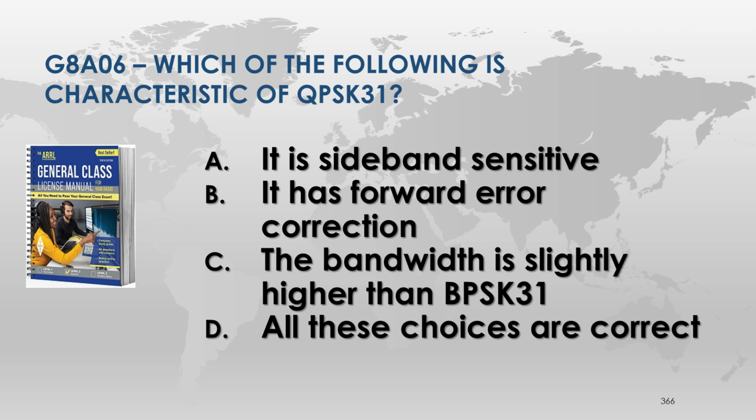Which of the following is characteristic of QPSK31? I got a Charlie. Is it on HF? Do we use sideband for it? Does it have forward error correcting? Has all of those. Really? Oh yeah. QPSK31, it is sideband sensitive because if you're on the wrong one, it doesn't matter what mode you're using, you're not going to get it. It has forward error correction, so it can't be anything but D. And the bandwidth is slightly higher than BPSK31. Read questions carefully.